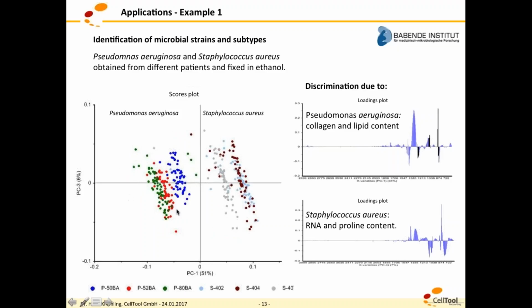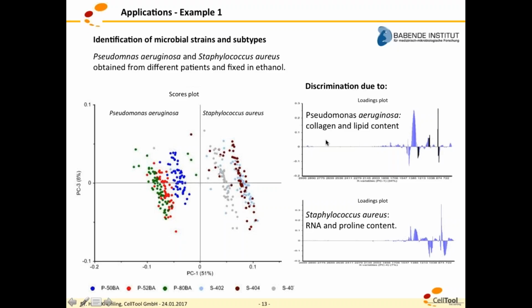Furthermore, if we had a closer look, we found also that we can not only discriminate the Staphylococcus from the Pseudomonas, but also different substrains within the bacteria. So from different patients, we could discriminate different substrains. And of course, we also had a look at the loading plots to find out which biomolecules are important for discrimination.